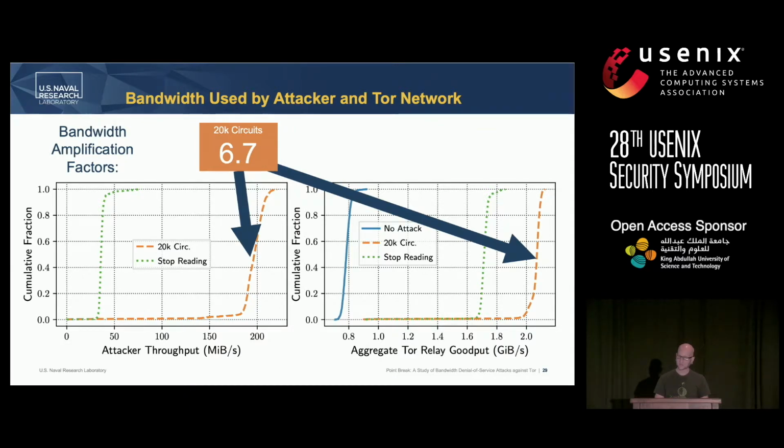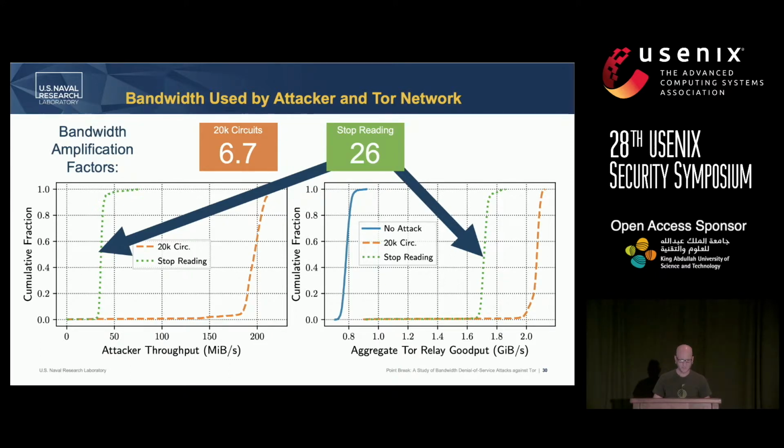And then in the stop reading case, the attacker used significantly less bandwidth because it's no longer reading this data from the circuits, from the network. It's still sending cells during circuit construction and downloading cells during circuit construction, and then sending these periodic flow control cells, so it does use some amount of bandwidth. Aggregate relay goodput dropped a little bit because some of these circuits are timing out and the client isn't realizing this, so it's causing some loss in efficiency, but we still achieved a bandwidth amplification factor, in this case, of 26, which is quite scary.